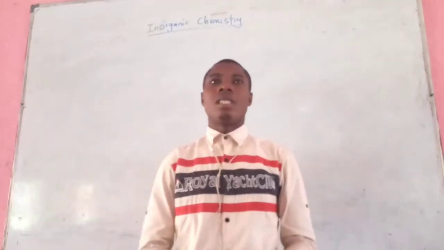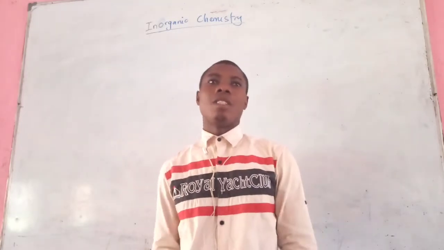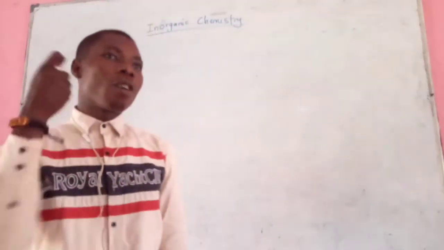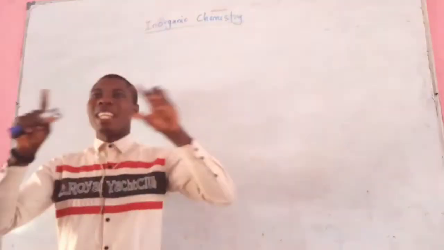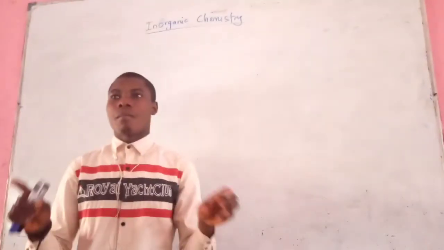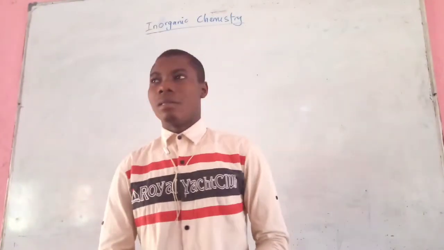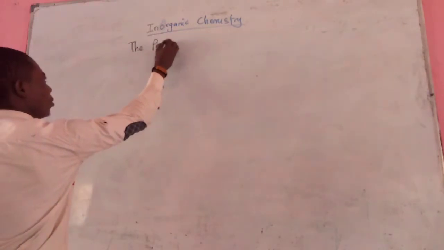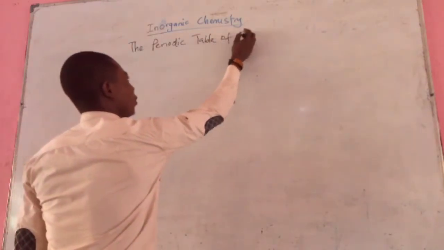Inorganic chemistry is an aspect of chemistry that can be said to be the opposite of organic chemistry. Inorganic chemistry focuses on the what? On the chemistry of the elements in the periodic table. The periodic table of elements is very, very important, and that is our focus for today. The periodic table.